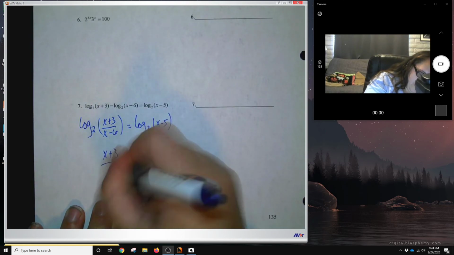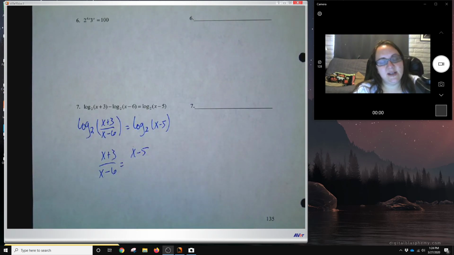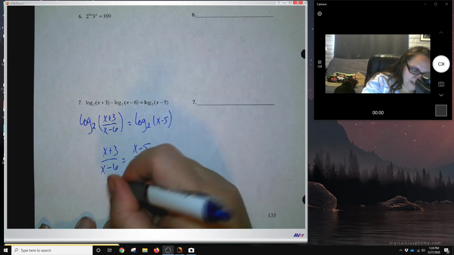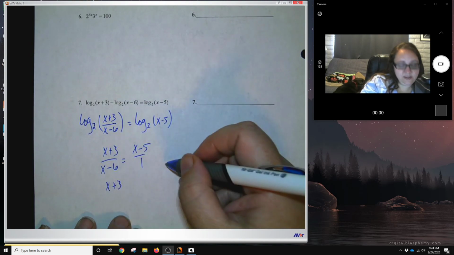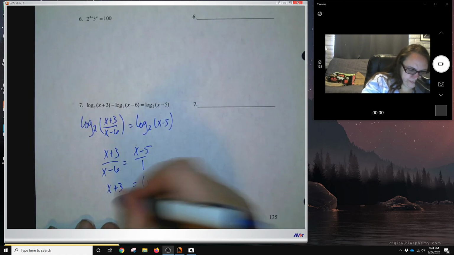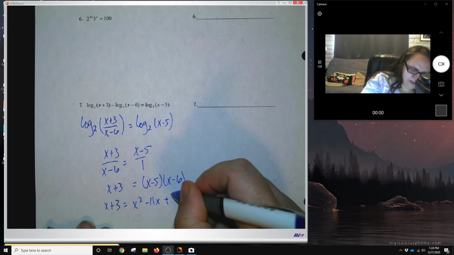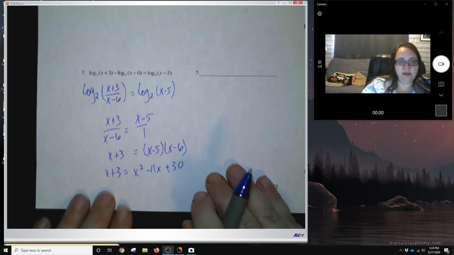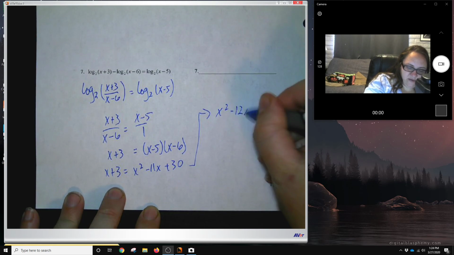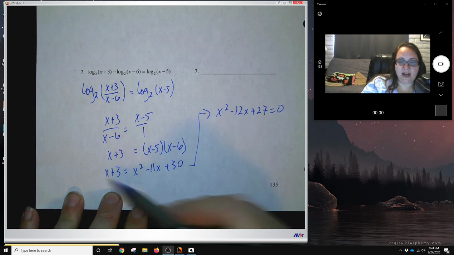So that's x plus 3 over x minus 6 equals x minus 5. I'm going to put x minus 5 over 1, and I'm going to cross multiply. So x plus 3, times 1 is x plus 3. And that's going to be x minus 5 times x minus 6. x plus 3 equals x squared minus 11x plus 30 when I FOIL that together. So then x squared minus 12x plus 27 when I subtract the x and subtract the 3.